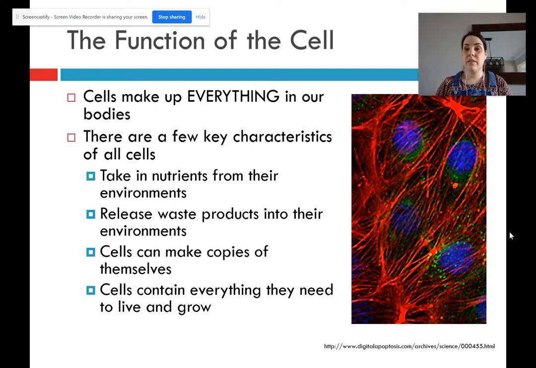For something to be considered a cell, it has to have these 4 key characteristics. The first thing is they have to be able to take in nutrients from their environment. Second, they have to be able to release waste products, things that they don't need anymore, into their environment. They need to be able to make copies of themselves, and they need to contain everything within them that they need to live and grow. They need to have all of the equipment inside the cell to be considered a cell. Those are the 4 key features that something has to display to be considered a cell, versus a virus or something else.